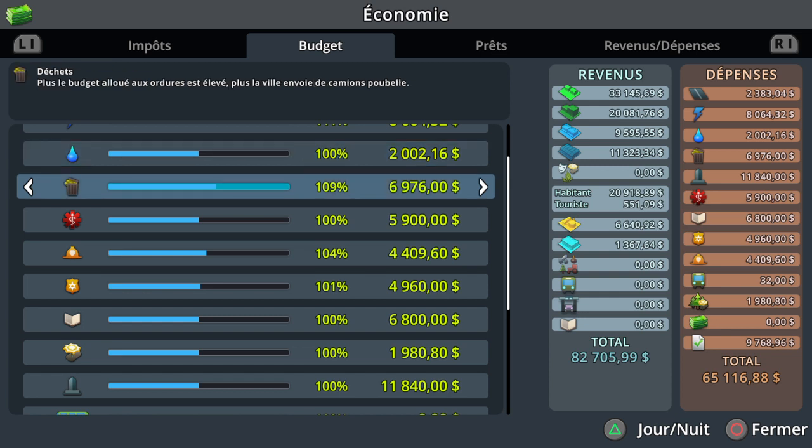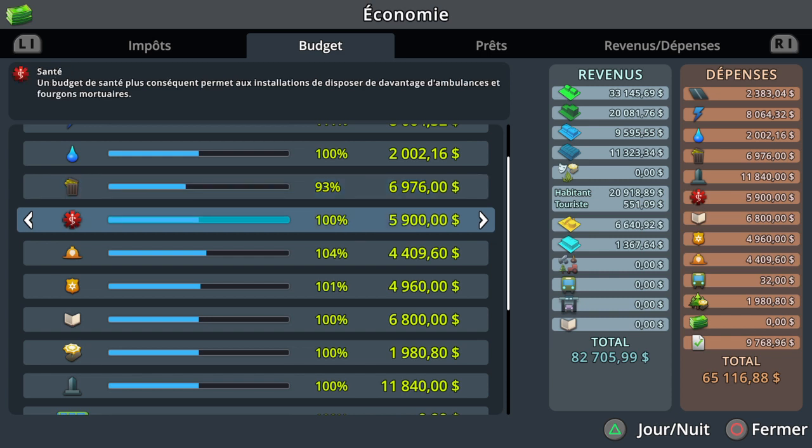So for example, if we're only using a fraction of our garbage collection, we can actually lower this budget to make our city council spend less money on it. The same with healthcare. If our hospitals are not full, we can reduce that budget as well so that we're not spending as much on hospitals.